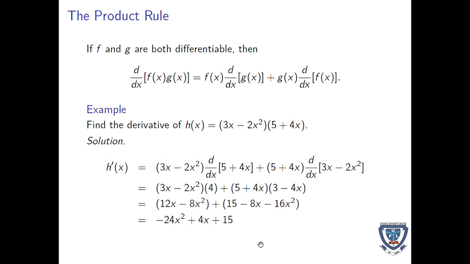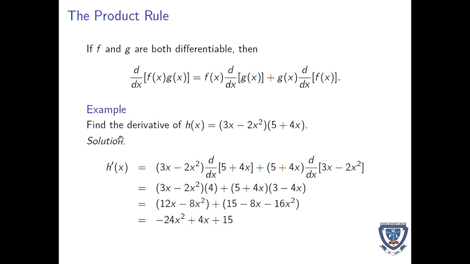Now the product rule. If f and g are both differentiable, differentiating the product simply means you keep the first one, differentiate the second one, plus you keep the second one and differentiate the first one. It's as simple as that. Now let's look at this example.